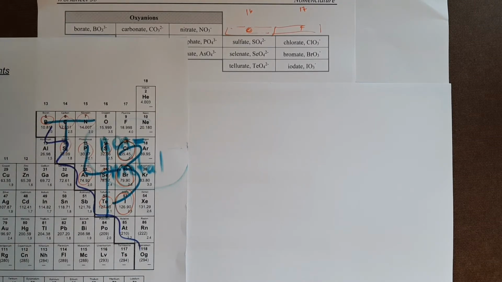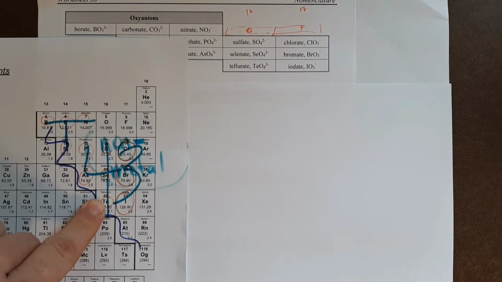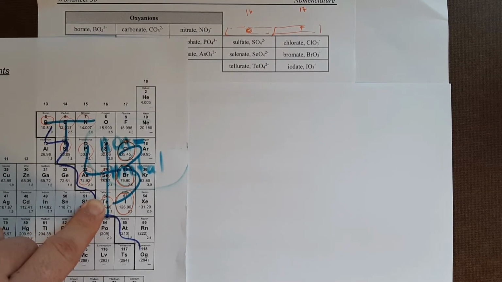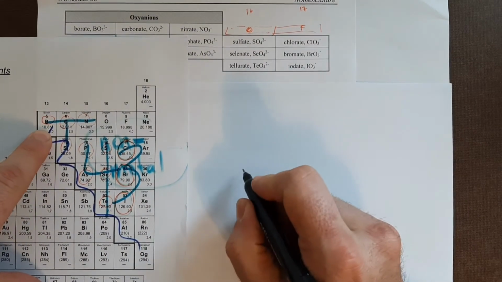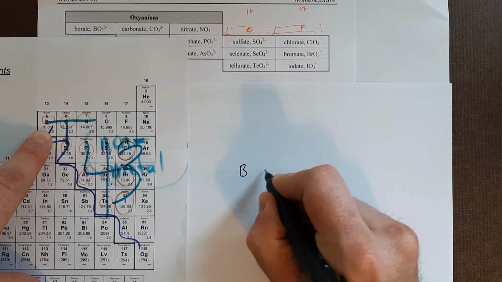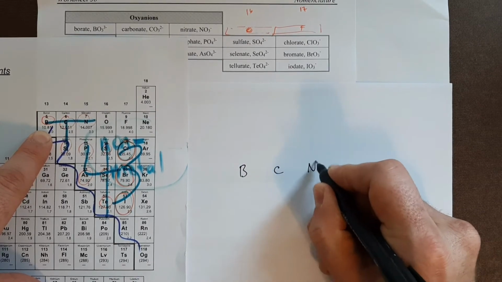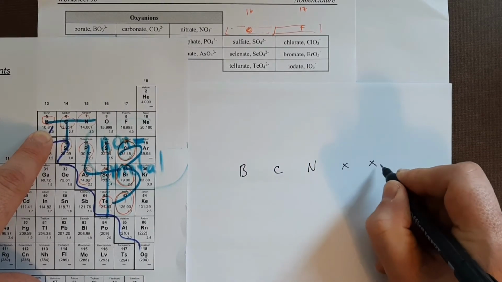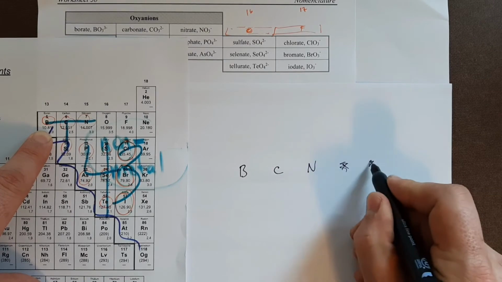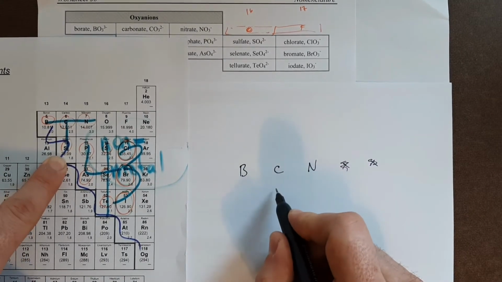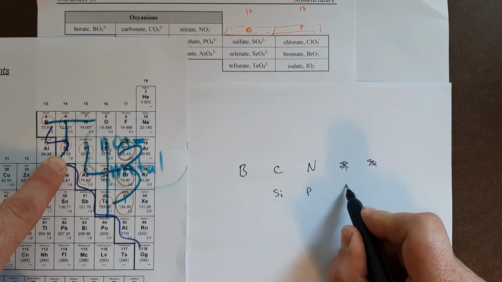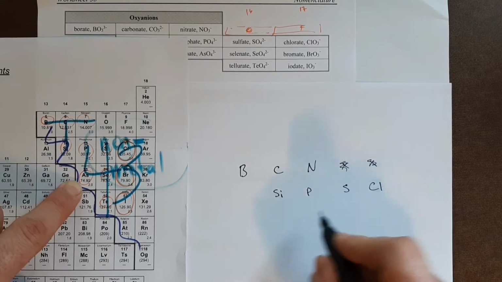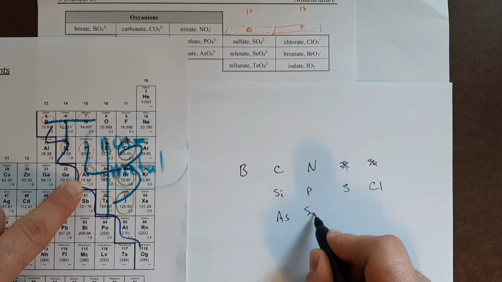So the way we do that is first, we copy those elements over from where they're at on the periodic table. I'll go ahead and do that in black. I'll start here at the top. We'll just go across: boron, carbon, nitrogen, and then that would be oxygen and fluorine, but we don't do anything with them. Then down from there, next would be silicon, phosphorus, sulfur, chlorine, then arsenic, selenium.